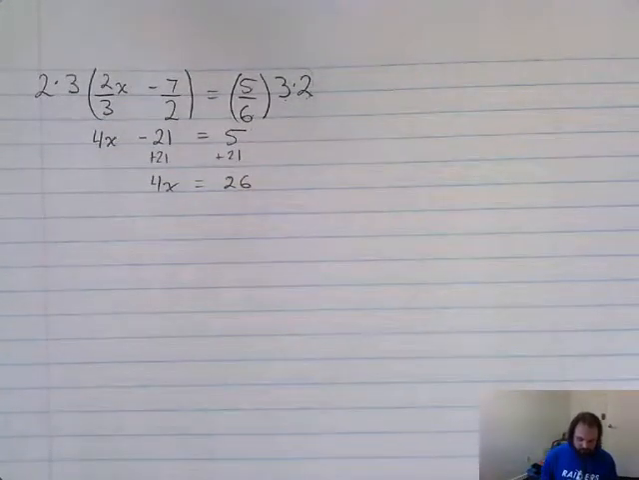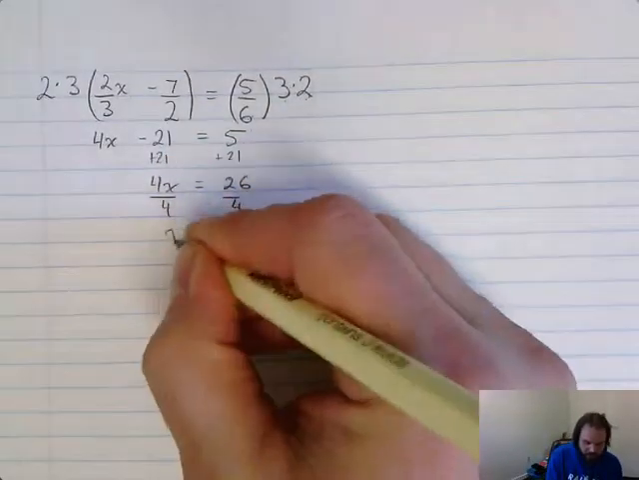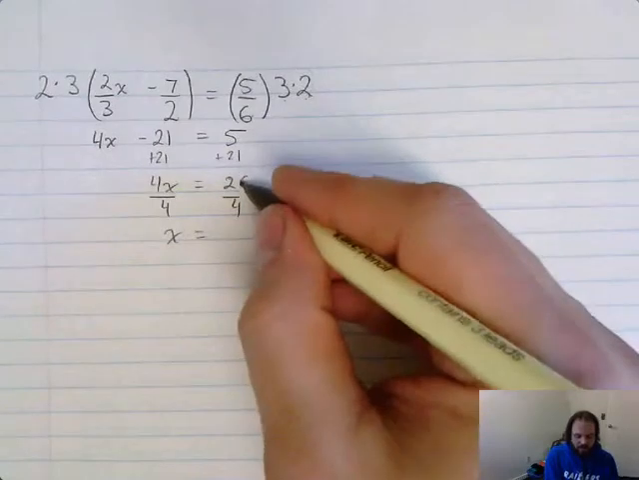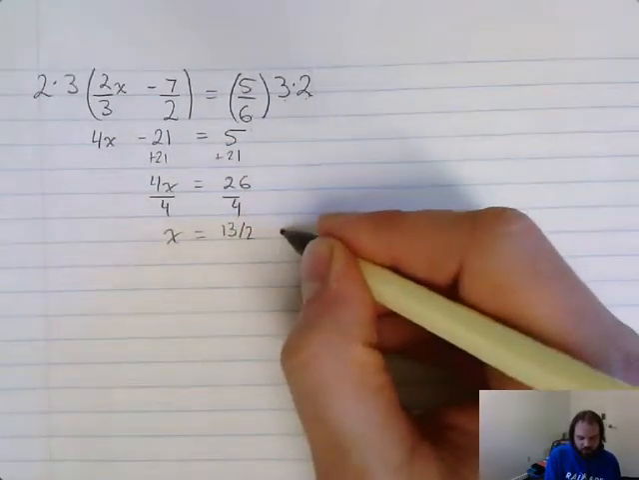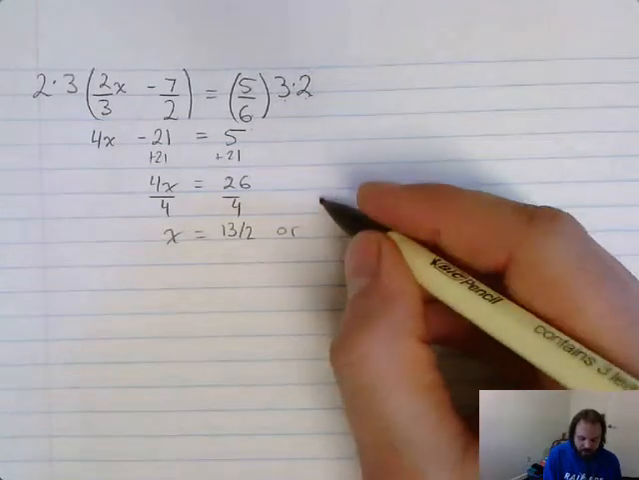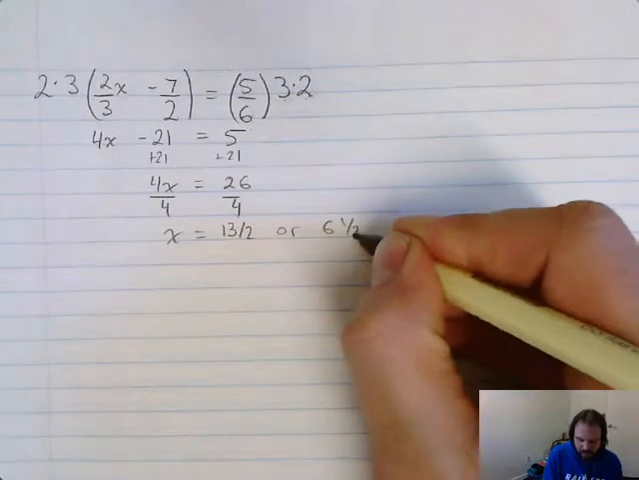All right. Now I divide by 4. Divide by 4. I get x is equal to 13 over 2, which is a total of 6 and 1/2.